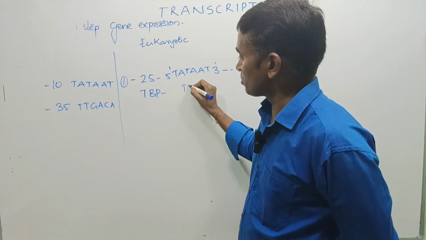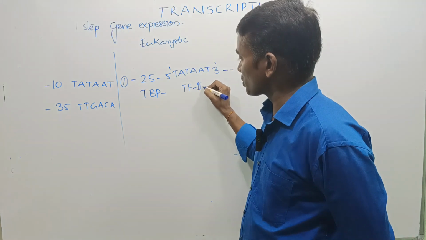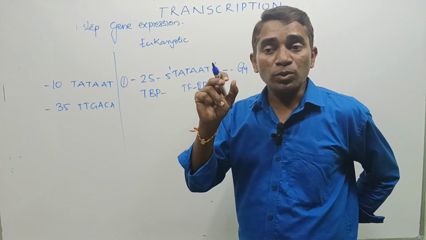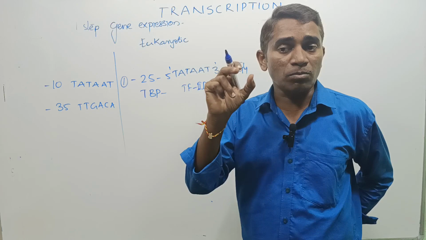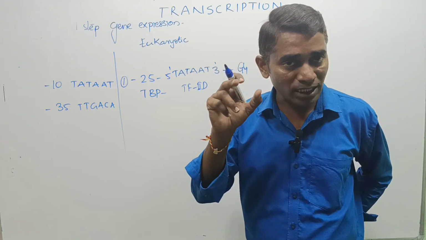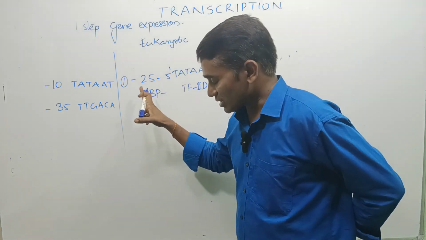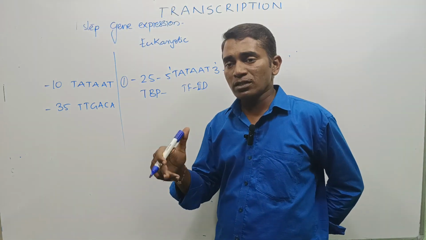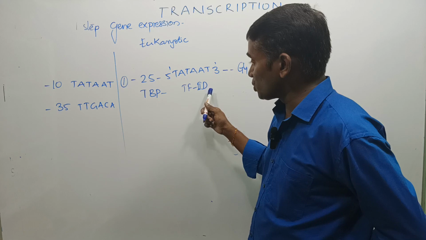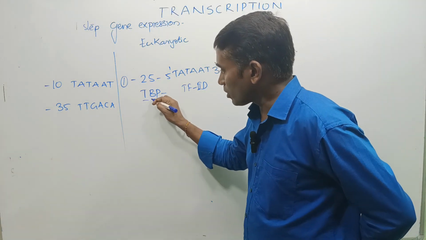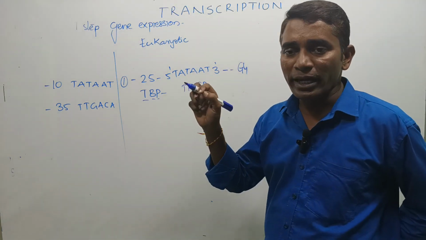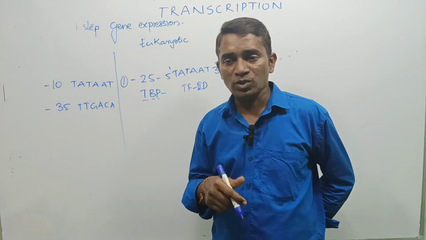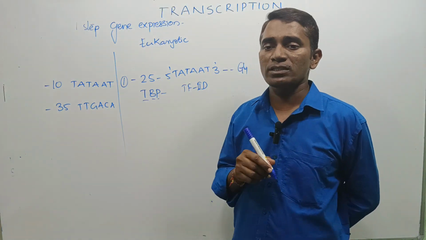This protein is called transcription factor 2D. This protein is the first protein that binds with the TATA box at the time of RNA transcription initiation. So in order to initiate RNA transcription, transcription factor 2D or TATA box binding protein must bind at this region. So this is the significance of this TATA.